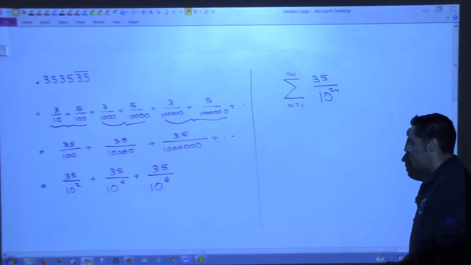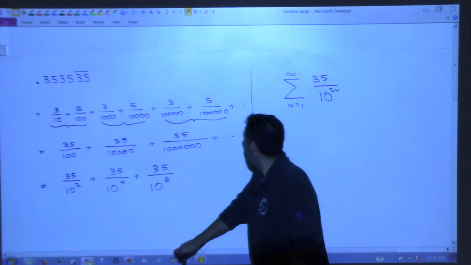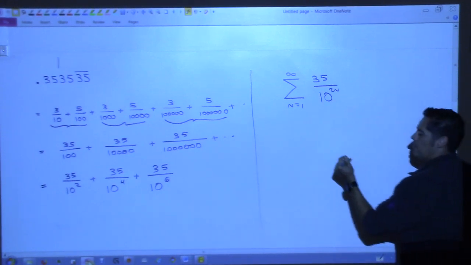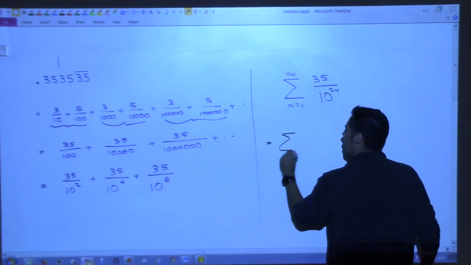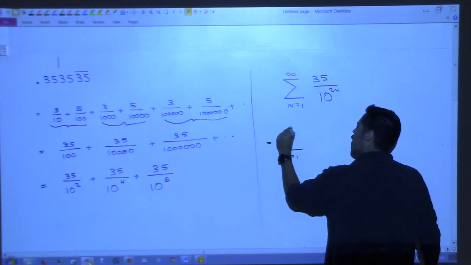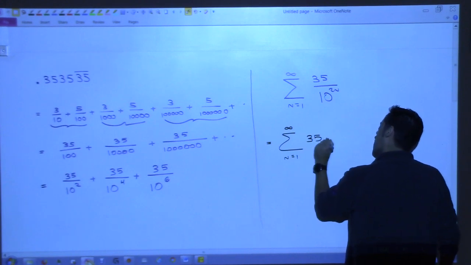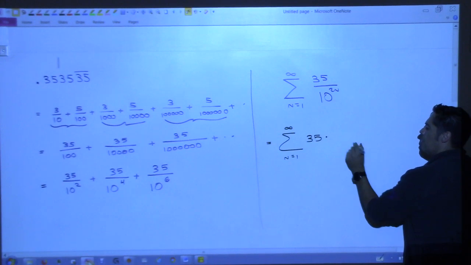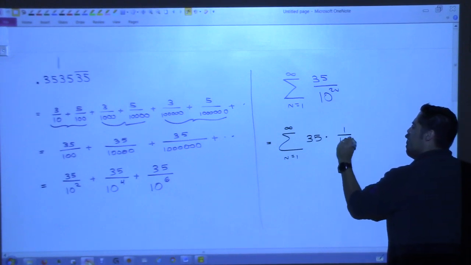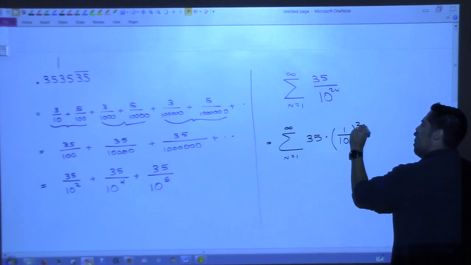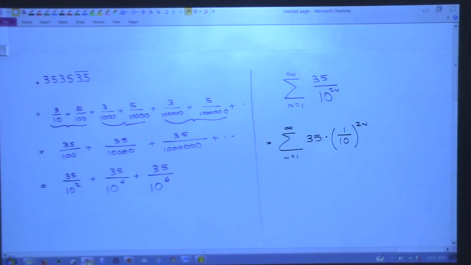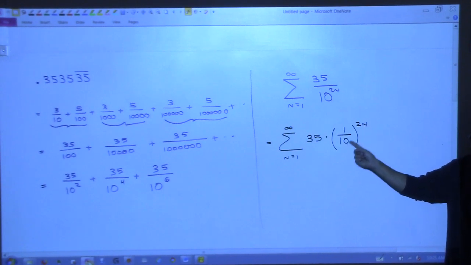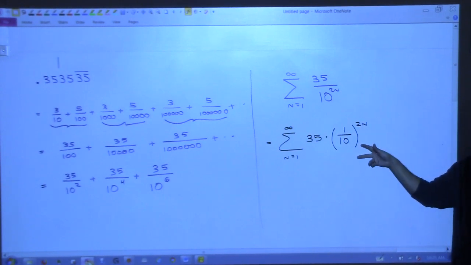How can we make that look geometric? 35 is kind of like that A out there on the side. Okay, so let me try that. Since the 35 doesn't change, let's do 35 out here times, now the 10 is on the bottom, isn't it? I'm going to rewrite that as 1/10 to the 2n. Wouldn't that generate the same exact thing? Because 1 to any power is 1, and on the bottom, 10 to the 2n would be on the bottom. So this is this, yes?